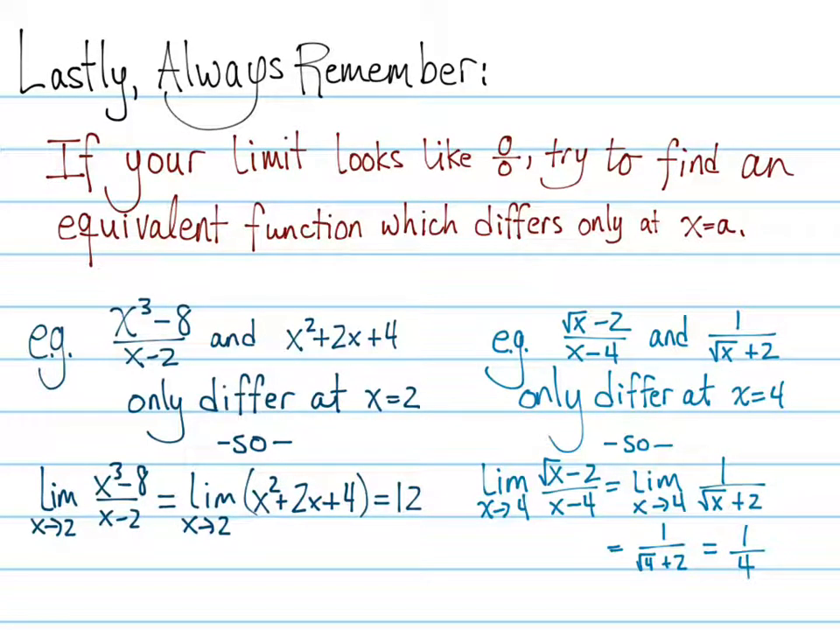Also, we have radical x minus 2 over x minus 4. If we try to plug in 4, we get 0 over 0. But if we multiply top and bottom by the square root of x plus 2, the x minus 4 will cancel with the x minus 4 we get up top, and we'll be left with 1 over radical x plus 2. And so since they're the same everywhere except at 4, we can take the limit as x goes to 4 of the function on the left by taking the limit as x goes to 4 of the function on the right. And we wind up getting a quarter. And so we see the limit as x goes to 4 of radical x minus 2 over x minus 4 is just 1/4, even though that function is not defined at 4.